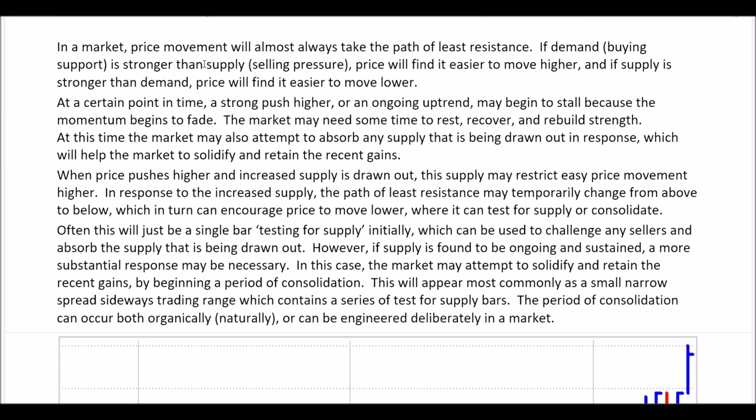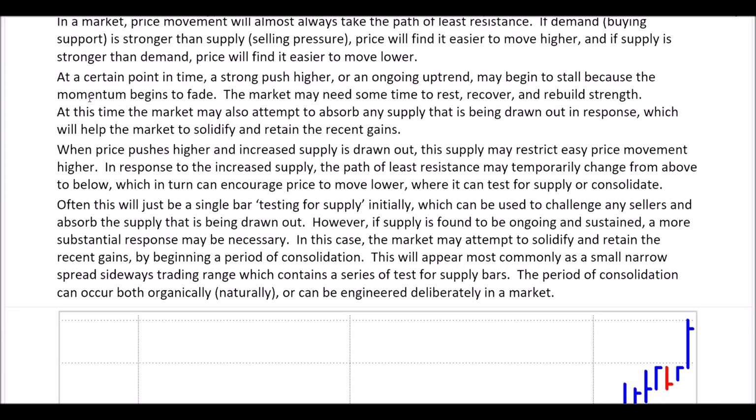In a market, price movement will almost always take the path of least resistance. If demand, or buying support, is stronger than supply, selling pressure, price will find it easier to move higher. And if supply is stronger than demand, price will find it easier to move lower. At a certain point in time, a strong push higher or an ongoing uptrend may begin to stall because the momentum begins to fade. The market may need some time to rest, recover, and rebuild strength.